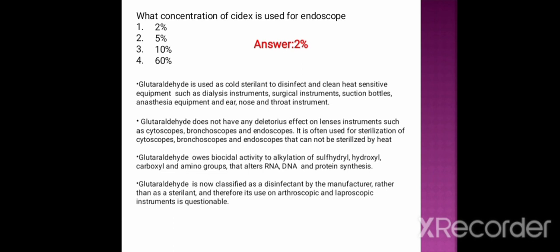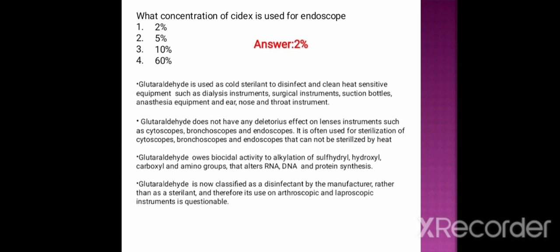Glutaraldehyde is used as a cold sterilant to disinfect and clean heat sensitive equipment such as dialysis instruments, surgical instruments, suction bottles, anesthetic equipment, and ear, nose and throat instruments. Glutaraldehyde does not have any deleterious effect on lens instruments such as cystoscope, bronchoscope, endoscope. So these instruments are sterilized by glutaraldehyde.